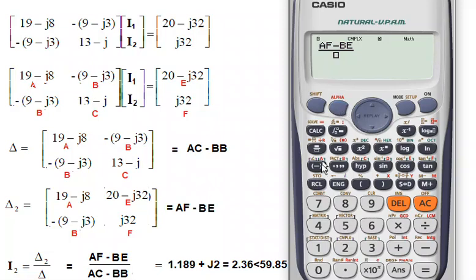A, C, minus B, B. So we have inputted the equation, and now we'll press this calculate button.